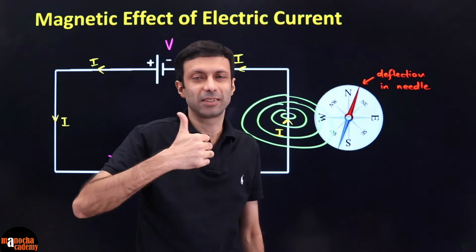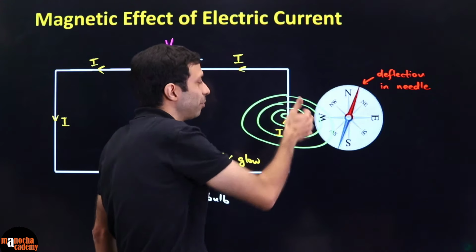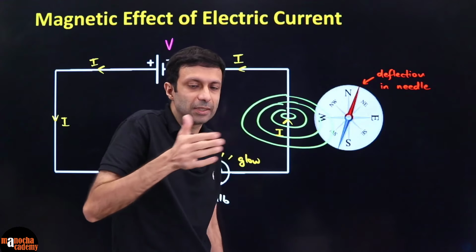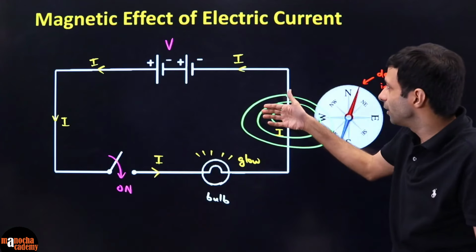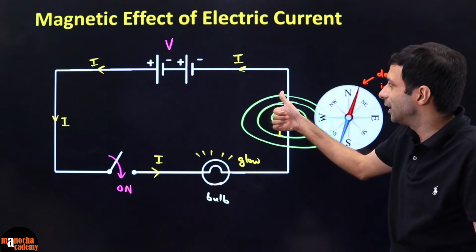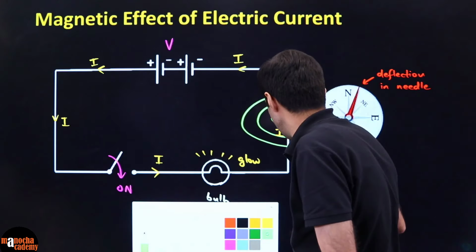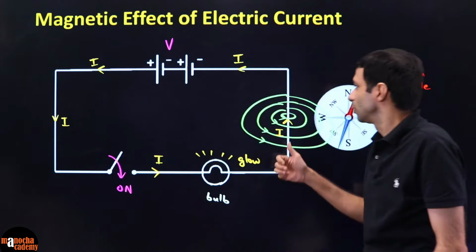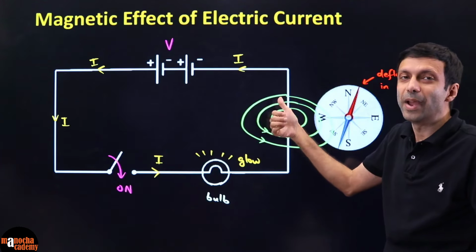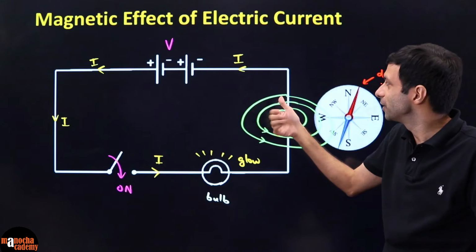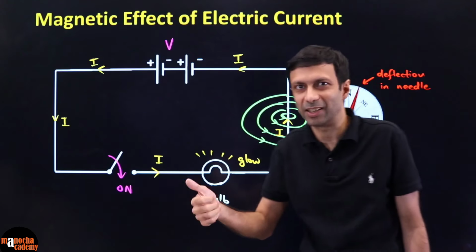So what does Maxwell's right hand thumb rule say? Keep your right hand like this, thumb pointing in the direction of the current. So let's say your current direction is up, then the direction in which your fingers curl is the direction of the magnetic field. We can see clearly our current is pointing upwards. So clearly the direction of the magnetic field is going to be like this. That's the direction of the current, and this is the direction of the magnetic field, how my fingers curl around this wire. That's called Maxwell's right hand thumb rule.